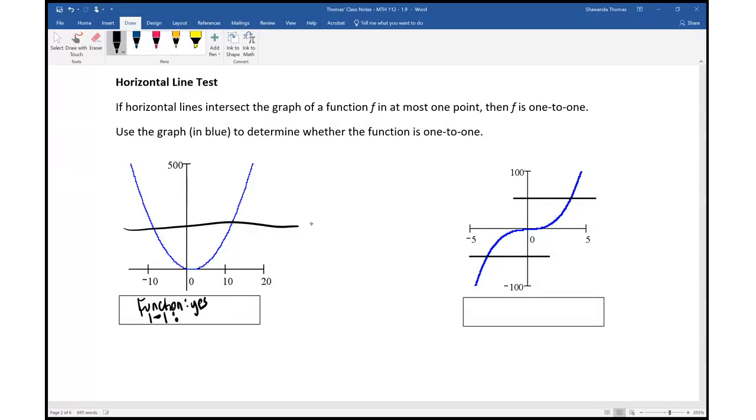No, it hits that graph more than once horizontally. All right, what about this? Is this a function over here? Yes. Is it one-to-one though? Yes. All right, because it only hits that graph once if you do a horizontal line.